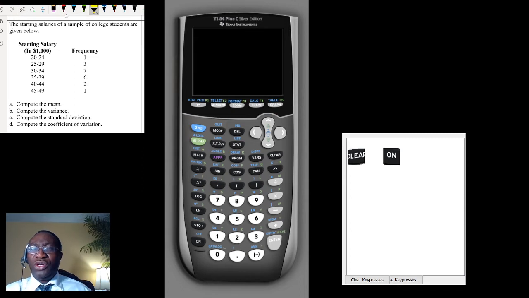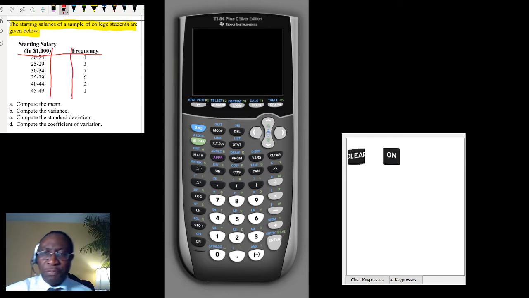So you would see on your screen we have a simple question that says the starting salary of a sample of college students are given below. In this group frequency table, you have the class intervals that have to do with the starting salary, and then you also have the corresponding frequency. What you will need to do is to find the midpoint. So let me create some space in between the frequency and the class interval so we could write a midpoint.